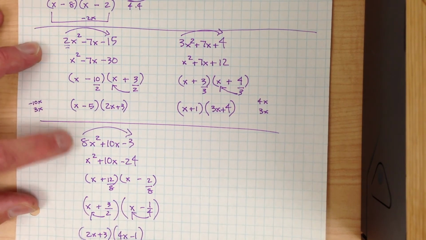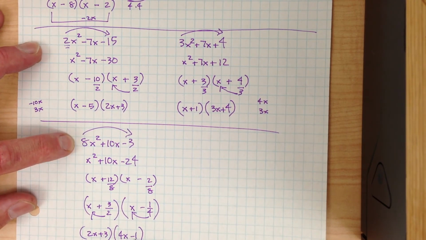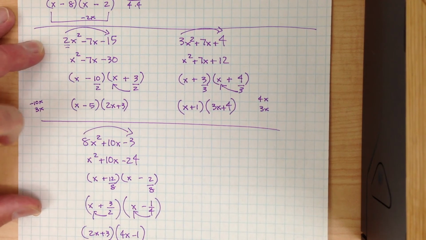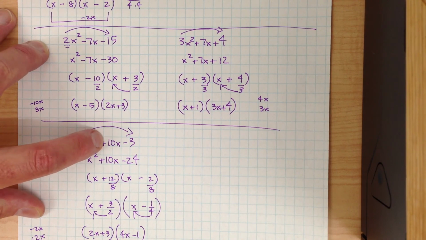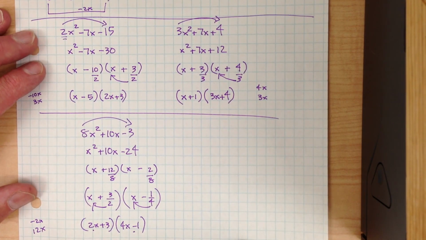2x times 4x, 8x squared. 3 times negative 1, negative 3. Now let's check the outside. 2x times negative 1, negative 2x. And let's check the inside. 3 times 4x, 12x. When we combine those two together, we definitely get our 10x. You know that you have done this correctly.